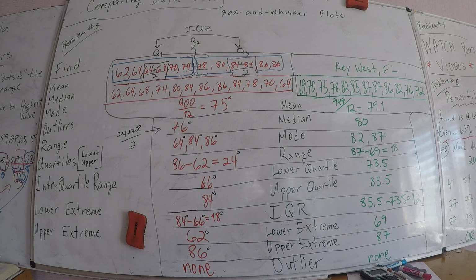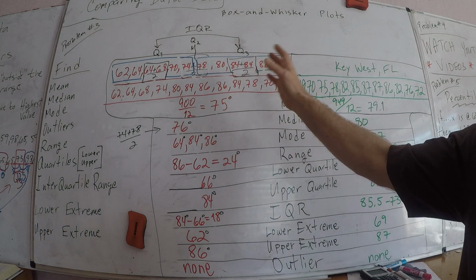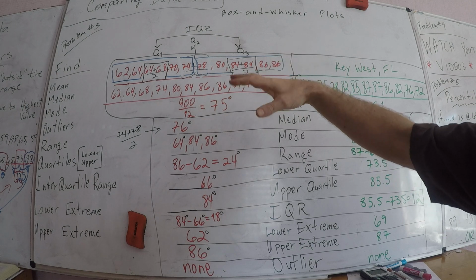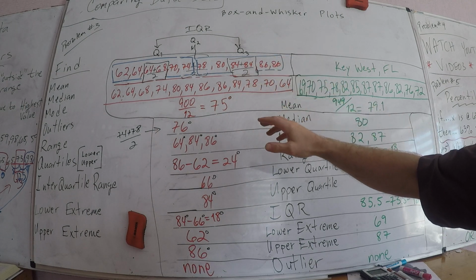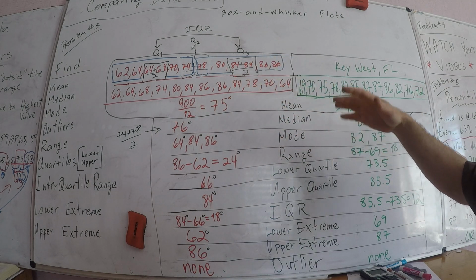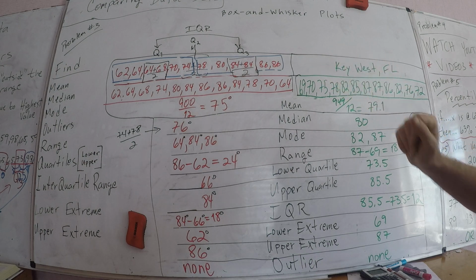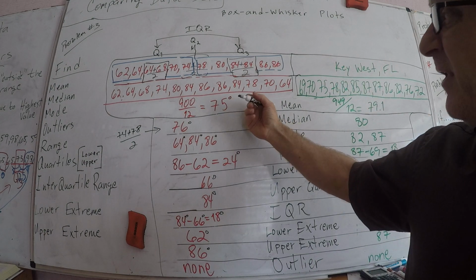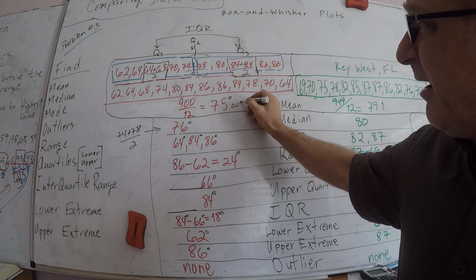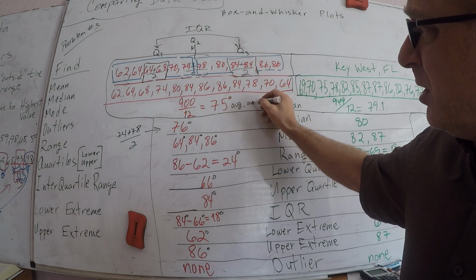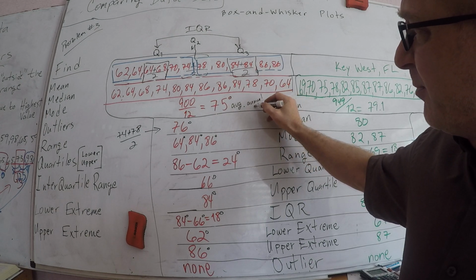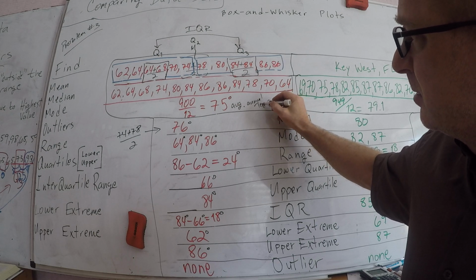So, now let's look at Key West. They want us to analyze and compare the differences of these two bodies of water over the average year. 75 degrees, average annual, meaning a year, temperature.